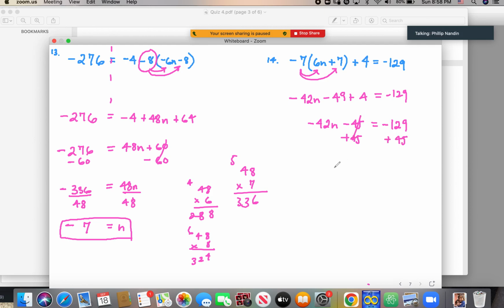This goes to 0. Negative 42n is equal to, and this now is negative 129 plus 45, negative 84. And then I divide by negative 42 on both sides to get n being 2. And we are done.